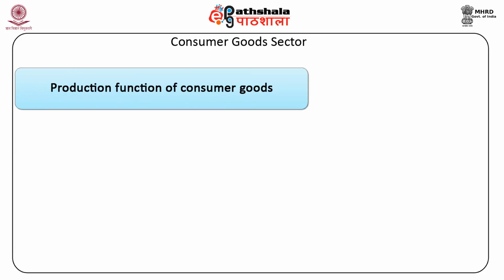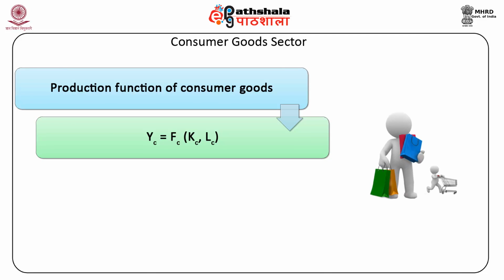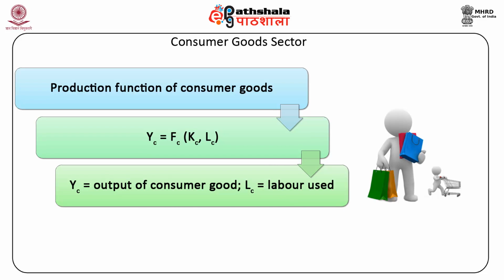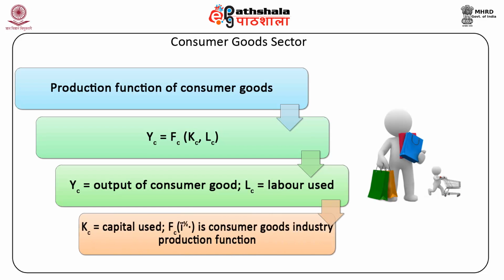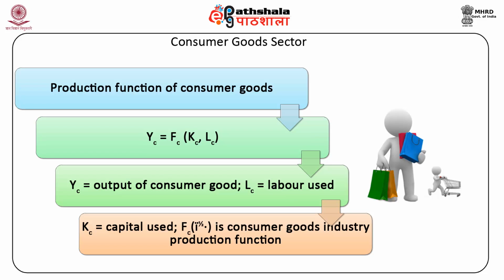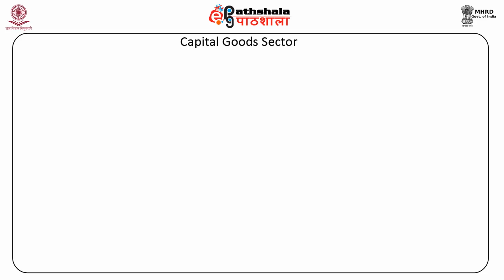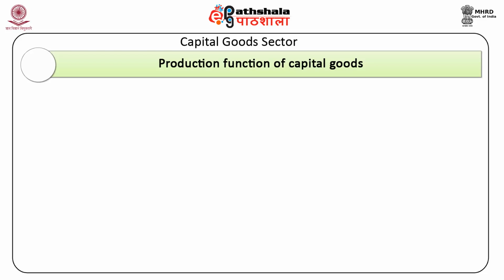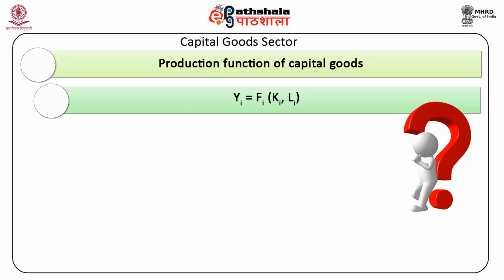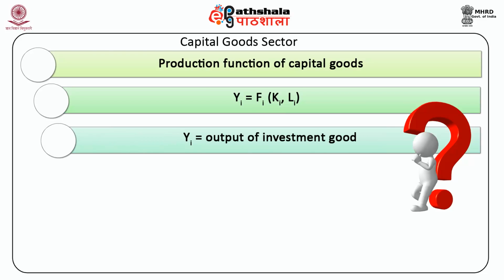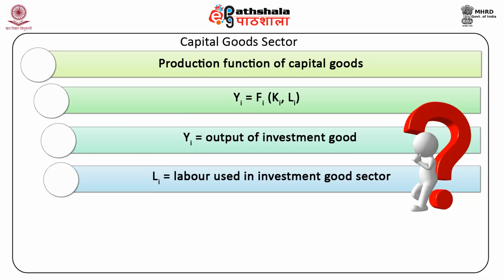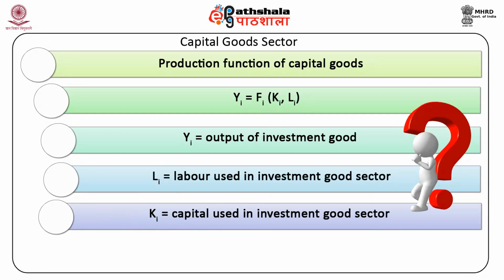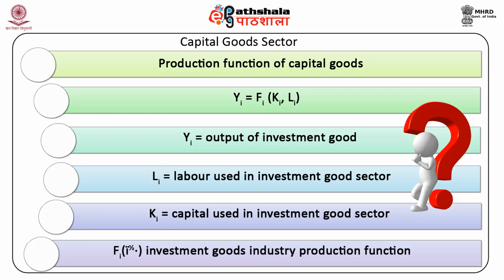The production function of the consumer goods is YC, which is a function of KC and LC, where YC is the output of consumer goods, LC is labor used in the consumer goods sector, and KC is capital used in the consumer goods sector. FC is the consumer goods industry production function. Now we will discuss the capital goods sector. The production function of the capital goods is Yi equals Fi, which is a function of Ki and Li. Yi is the output of investment goods, Li is labor used in the investment goods sector, and Ki is capital used in the investment goods sector, while Fi is the investment goods industry production function.